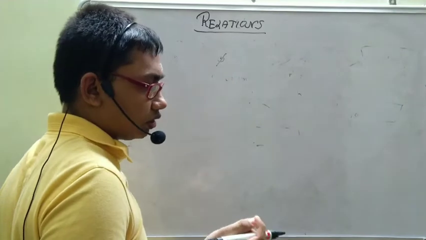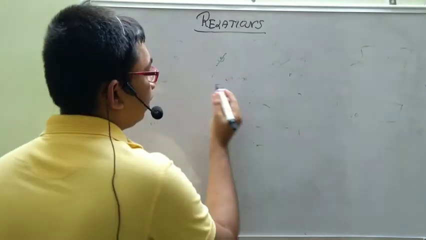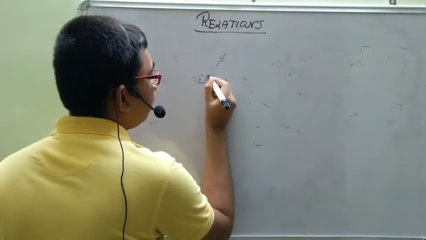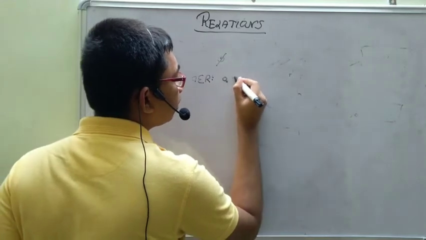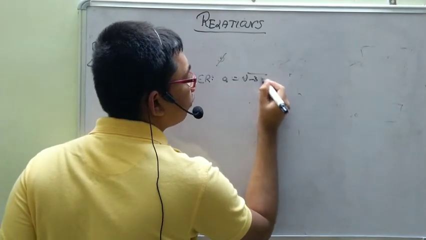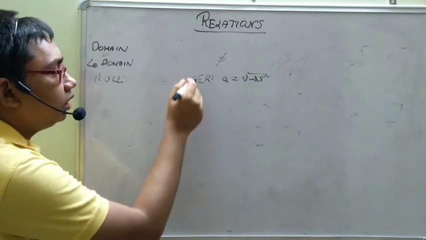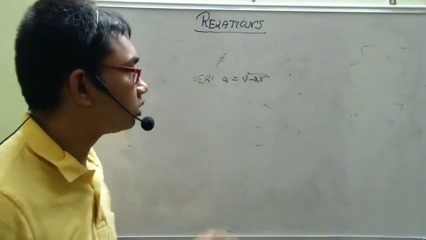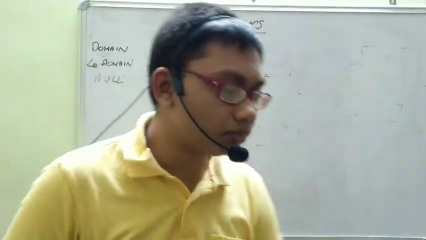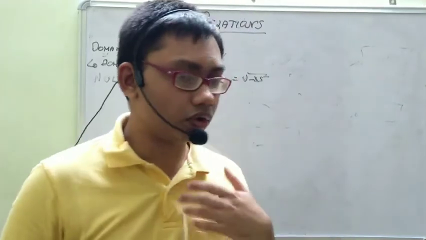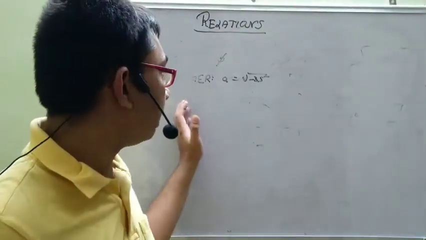There can be many such relations, right? For example, A an element of R such that A is equal to root of minus 35. Can we find some element? It is an element of the set of real numbers. Since a negative number has no root in the set of real numbers, this is null.